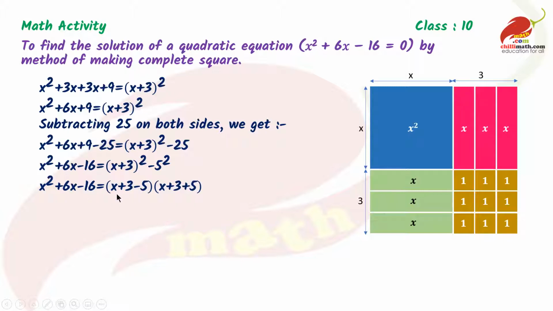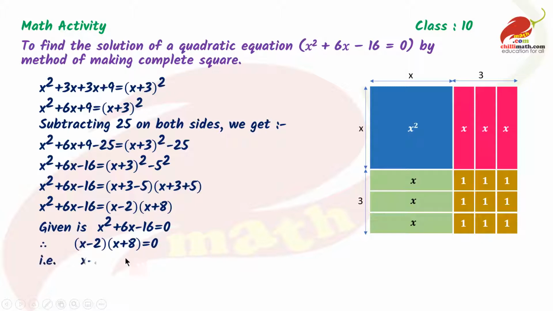Writing equation as it is, this side we use the identity a square minus b square, which is a minus b into a plus b, which is equal to x minus 2 and x plus 8. Given is x square plus 6x minus 16 equal to 0. This is our given equation. So in place of this, we have written x minus 2 into x plus 8 equal to 0. Either x minus 2 is 0 or x plus 8 is 0. Solving this, x equal to 2 or x equal to minus 8. So this is how we can solve quadratic equation by method of making complete square.